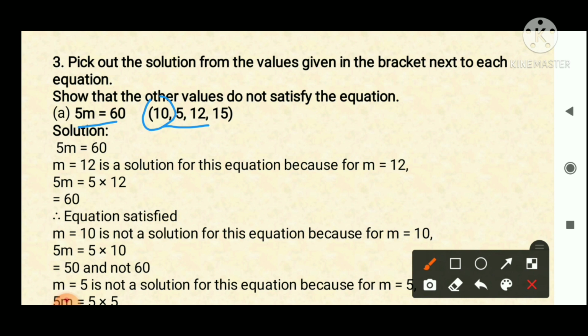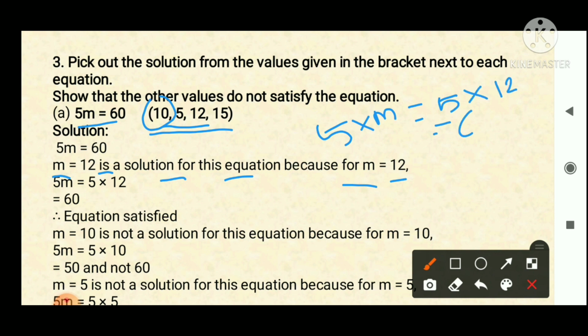So here 5m, from the given 4 values, m is equal to 12 is a solution for this equation, because for m is equal to 12 we have 5 multiplied by m. If we put the value of m is equal to 12, then we get 5 times 12 is 60, which is the right hand side of this equation. So m is equal to 12 is a solution, because for that value the equation is satisfied.